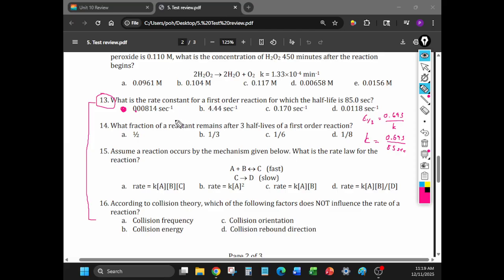Okay, 14. It's asking what fraction of a reactant remains after 3 half-lives in a first-order reaction. Now, you can do the math if you wanted to and plug it into the equation, but let's just think about it logically. After 1 half-life, how much is left? 1/2, right? And then you got another half for the second, and then another half, which is 1/8. So after 3 half-lives, there is 1/8 left over, and it'll continue to go down like that.